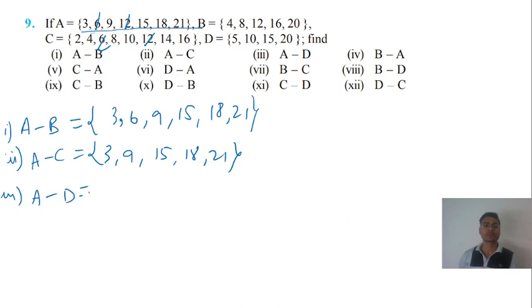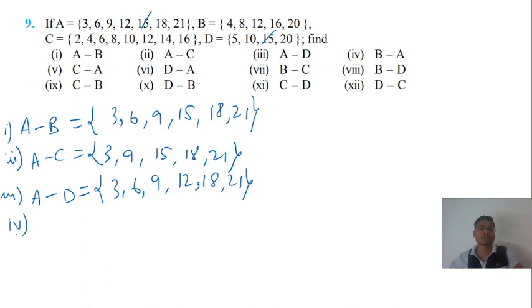A minus D, A difference D actually. Now we will have to eliminate all the D elements that are present in set A. Okay, 15 is present here and no other element is common between them. So we will just write 3, 6, 9, 12 and 18 and 21.